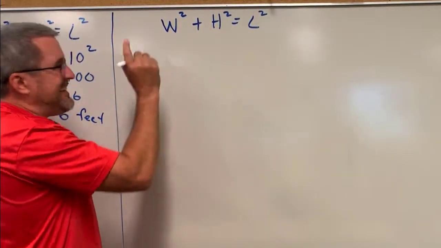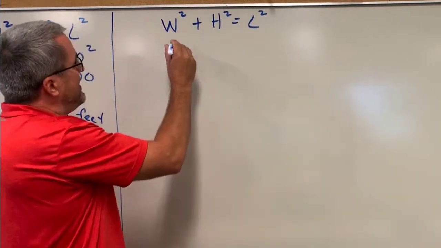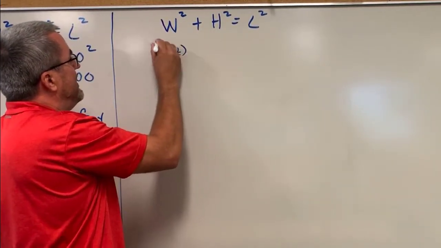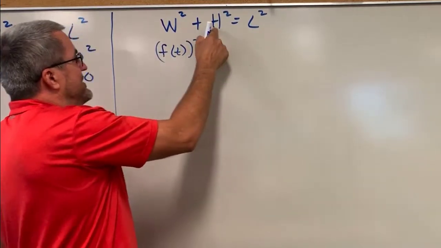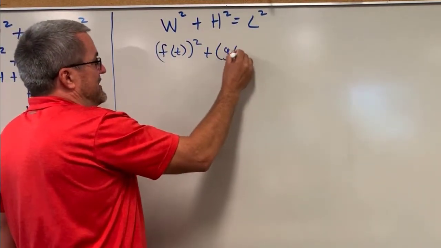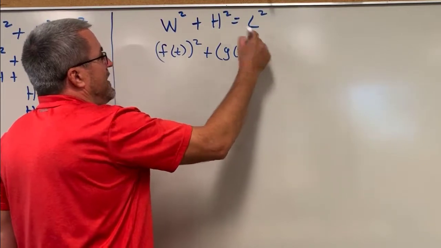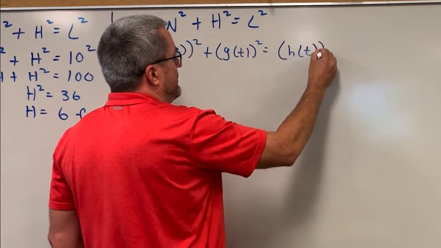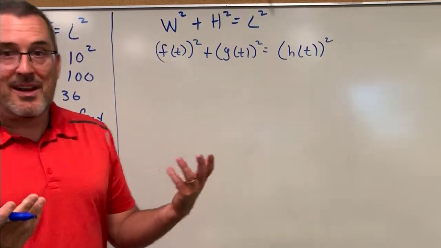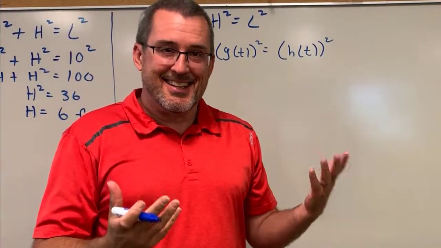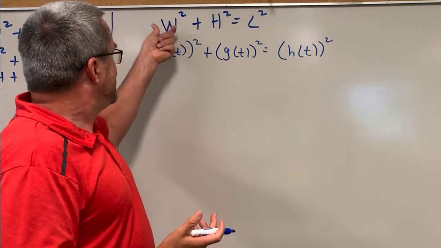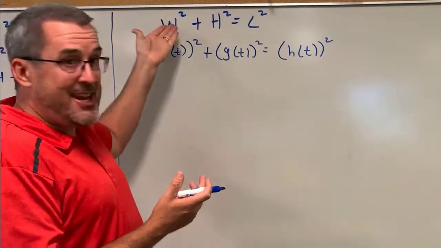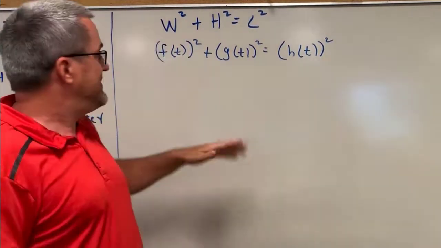So in our mind, and I'm going to write it, but in your mind, we want to think this w quantity was actually a function of time, and this h quantity was another function of time, and this L quantity was also a function of time. The reason we want to keep that in mind is these aren't just single variable quantities, w, h, and L. These are changing quantities, changing relative to time.